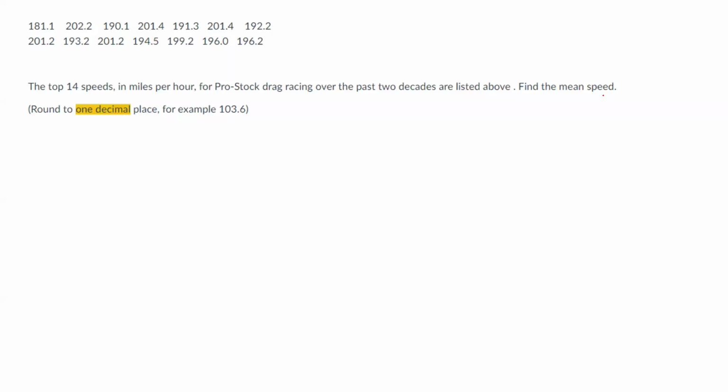Let's take a look at some exam reviews for you. In this question, you have the top 14 speeds in miles per hour for pro stock drag racing over the past 2 decades. Find the mean speed and then round it to 1 decimal.